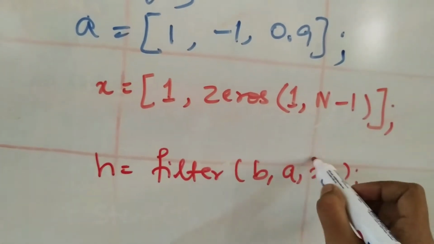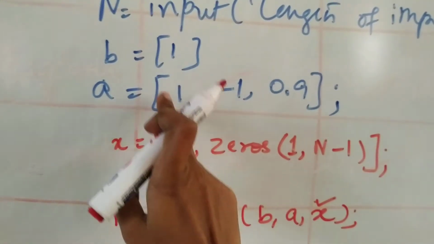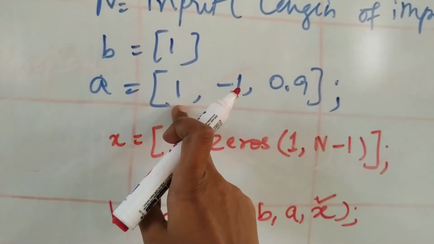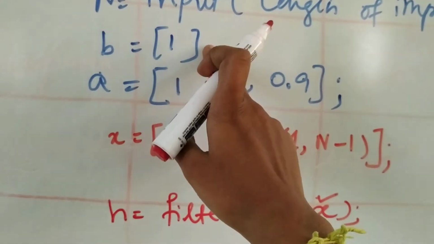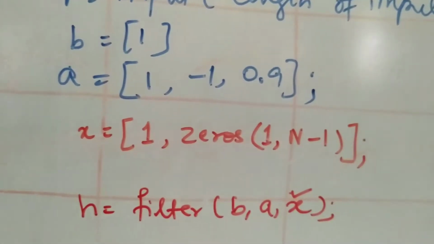Now the remaining parameters, that is B and A, will be obtained from the difference equation. Depending upon the difference equation, you have to fetch this data. B will be the X coefficients, A will be the Y coefficients.